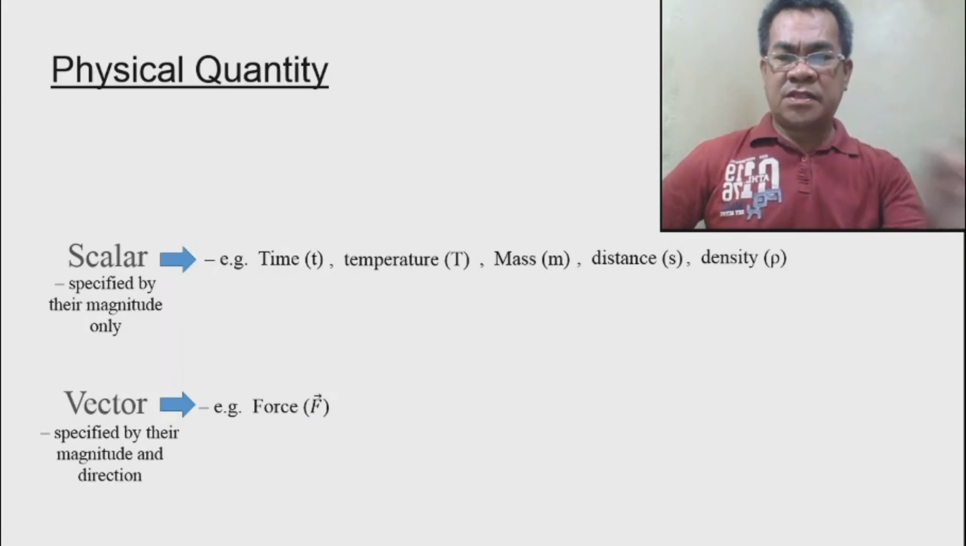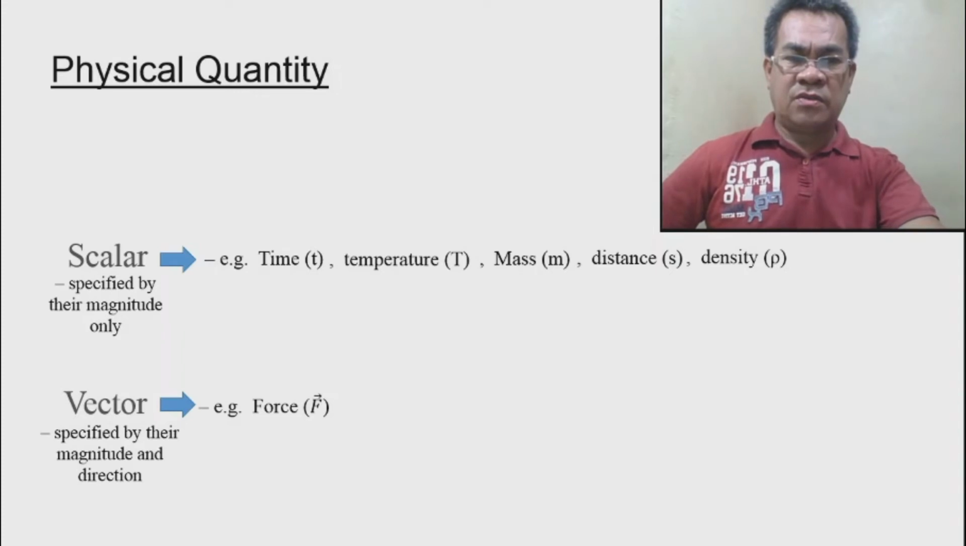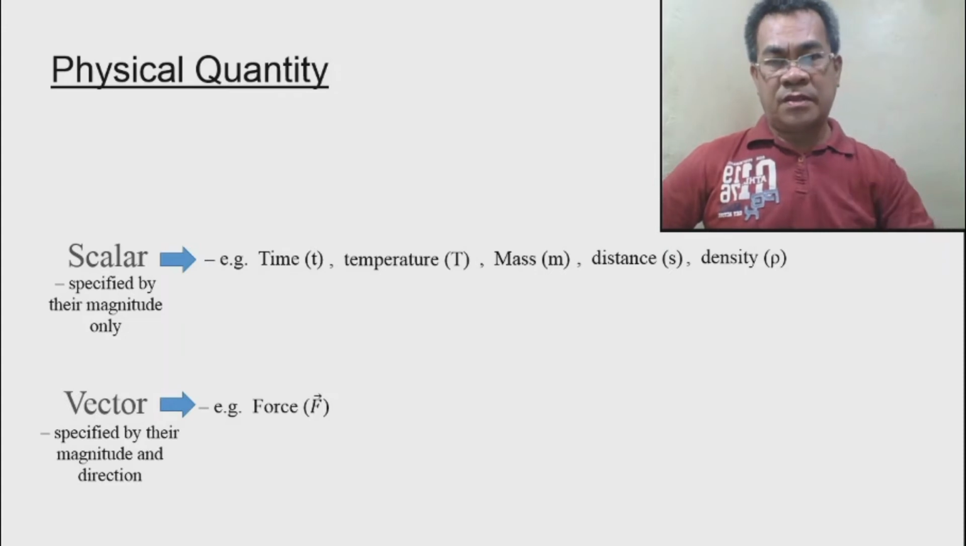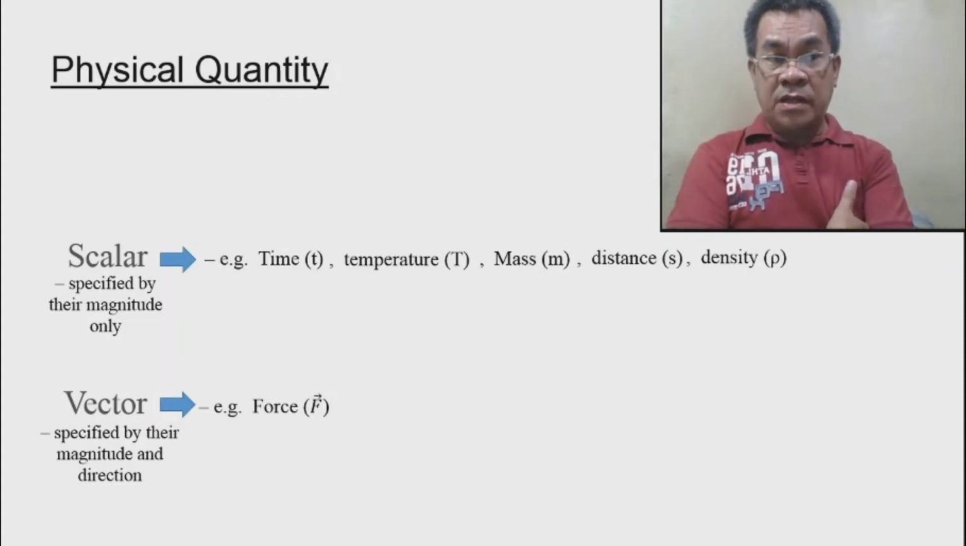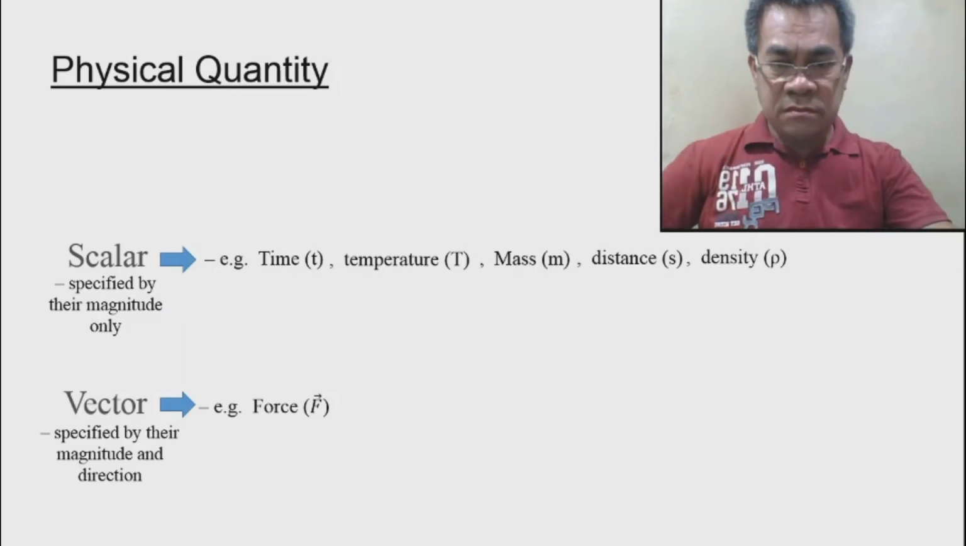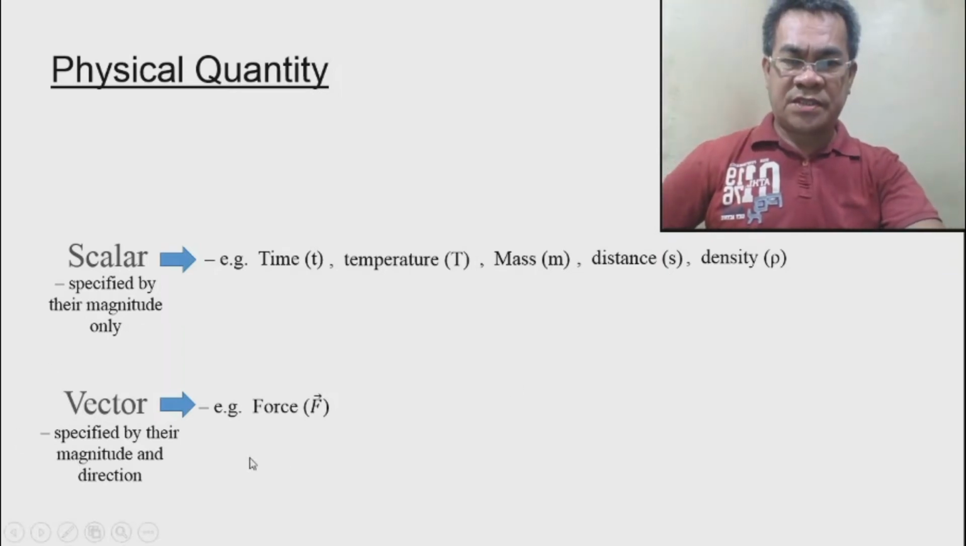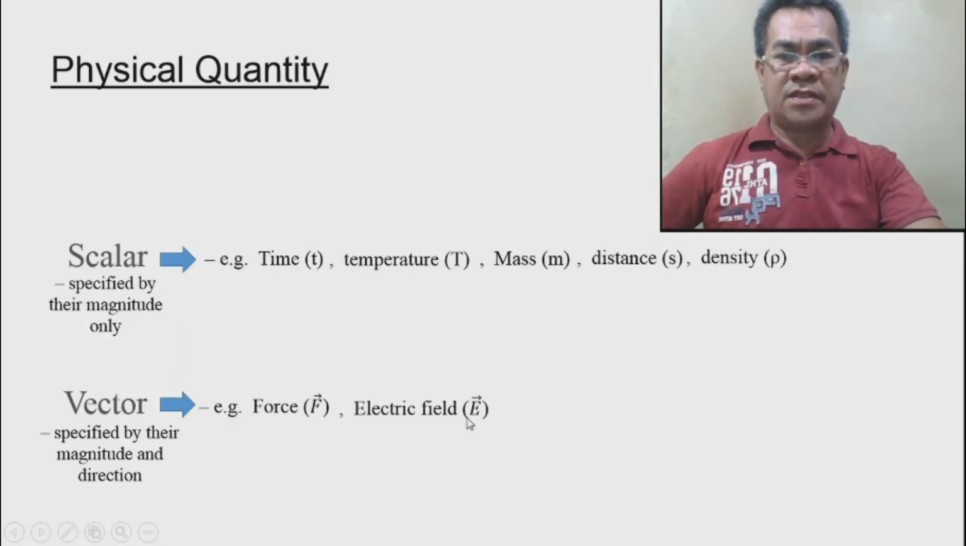Why? Because the displacement can be going north or maybe going south. If you have the magnitude applied to that force, there are many possibilities to displace from the initial point to the final point. So in order to describe clearly, we need the direction. So force is obviously a vector quantity. Electric field is also a vector quantity, as we are studying about electricity.